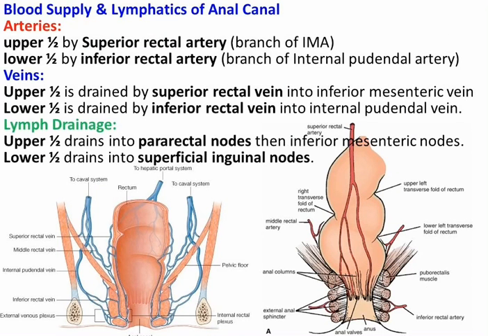Anal canal. Blood supply and lymphatics of the anal canal. Arteries: upper half by the superior rectal artery, branch of IMA; lower half by the inferior rectal artery, branch of the internal pudendal artery. Veins: upper half is drained by the superior rectal vein into the inferior mesenteric vein; lower half is drained by the inferior rectal vein into the internal pudendal vein. Lymph drainage: upper half drains into pararectal nodes, then inferior mesenteric nodes. Lower half drains into superficial inguinal nodes.